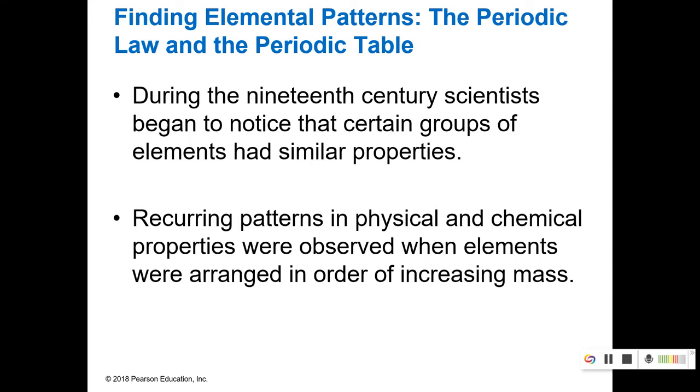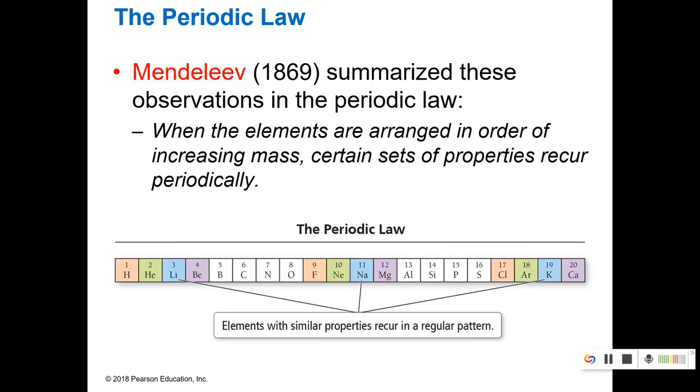So just some history on the periodic table. It was in the 1800s that scientists really noticed that, hey, these properties are similar and we can arrange them in specific ways. So Mendeleev, it is very important that you know his name. He is considered the father of the periodic table, and it's because he summarized his observations and kind of put it in a fluid table. And he said that when elements increase in order of mass, certain properties reoccur periodically.